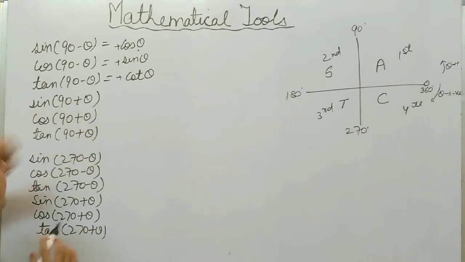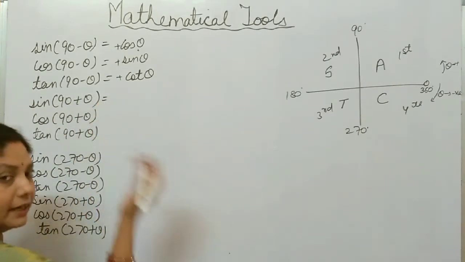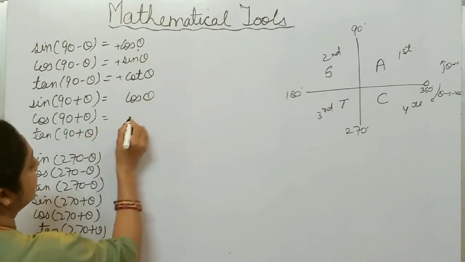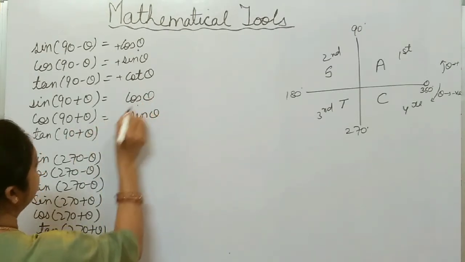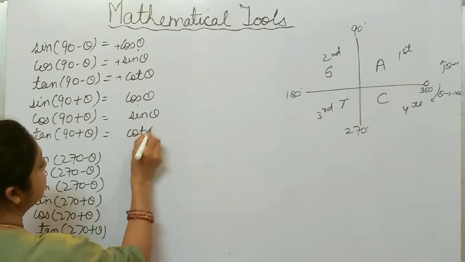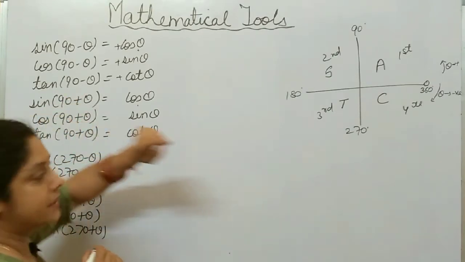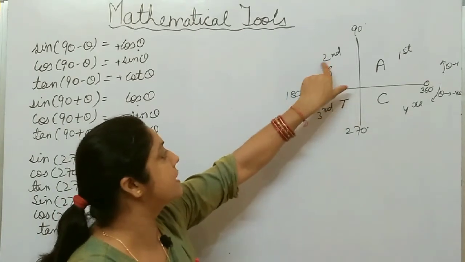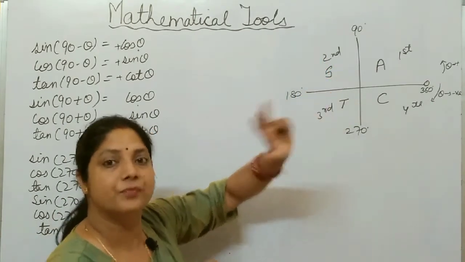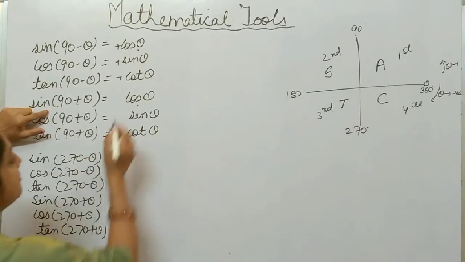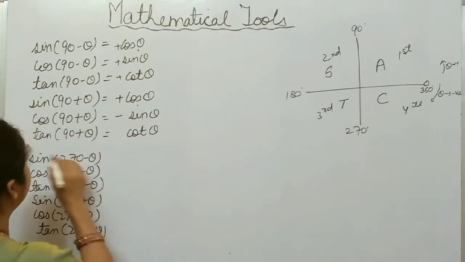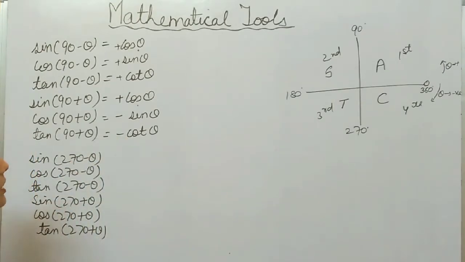Now sine 90 plus theta. First, when 90 is there, sine becomes cos theta. First you write cos becomes sine and tan becomes cot. Now you have to put the sign. Sine 90 plus theta is in the second quadrant, right? In the second quadrant, only sine is positive. All others are negative. So only sine 90 plus theta is positive, then others are negative. Cos 90 plus theta negative, tan 90 plus theta negative. In this way you can learn these formulas.